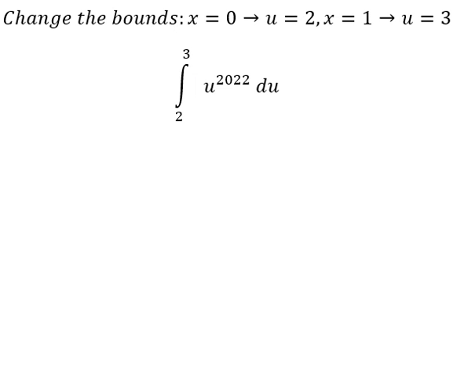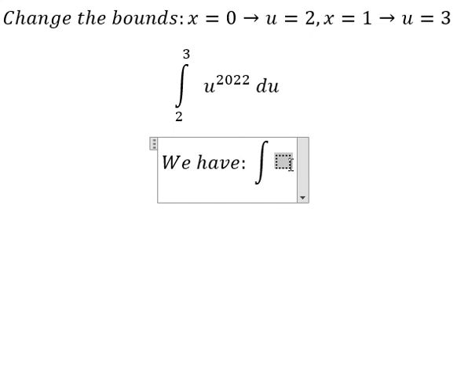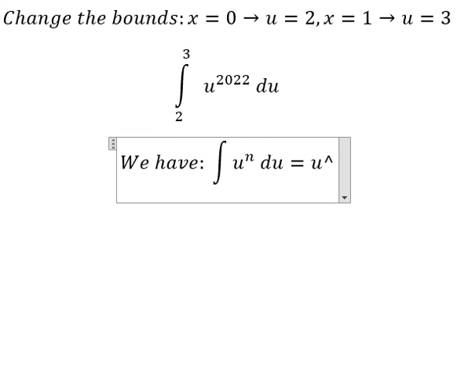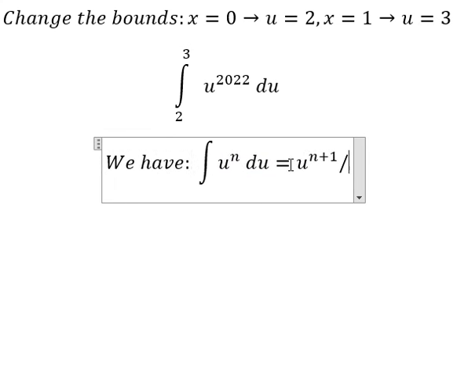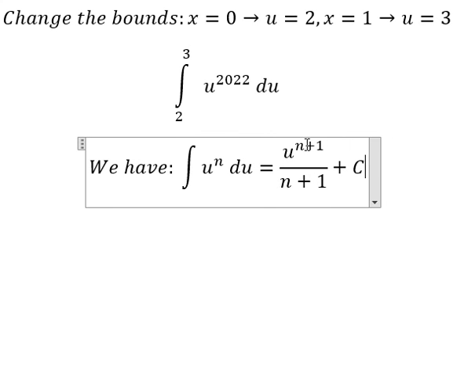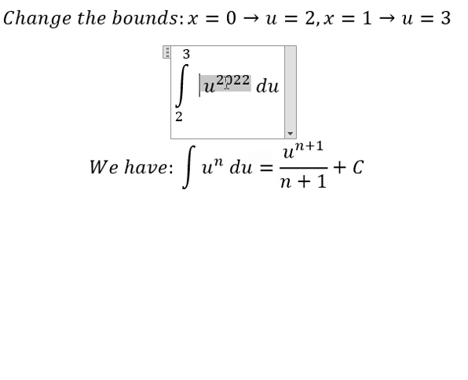Now we have the formula in here. The integration of u to the power of n du is u to the power of n plus 1 over n plus 1, and I will put c. Now we can apply this formula for this one.